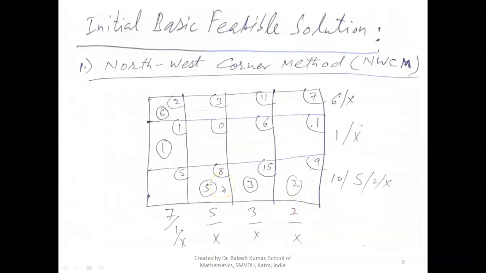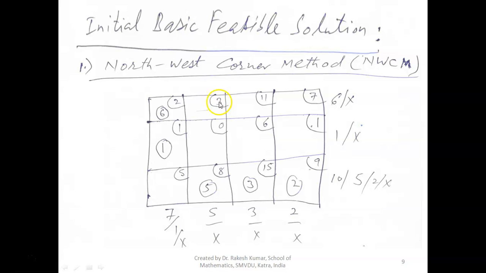Now coming to the methods of obtaining an initial basic feasible solution. The first and easiest method is the northwest corner method or northwest corner rule. So here, what was the original table? Suppose this is the table.